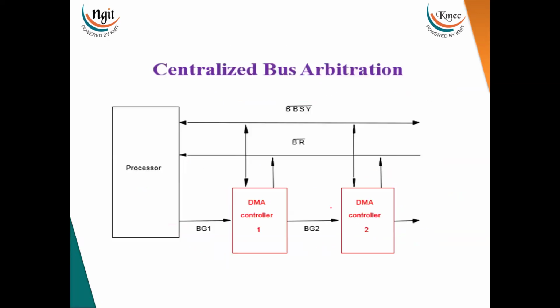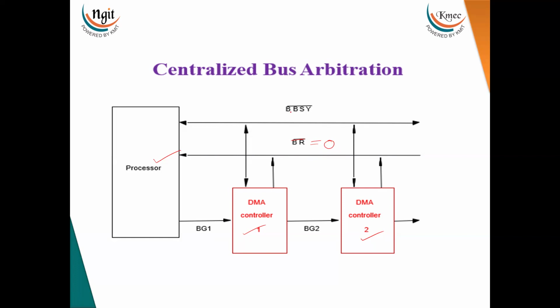Okay, now we will analyze the centralized bus arbitration. If you see, this is the diagram. Here the processor is there, and DMA1 and DMA2, both devices are connected. This is the bus request line. Whichever device needs the bus will send the request signal on this line. On the top, a bar is mentioned, which means it is an active low line. So whenever the DMA controller keeps a 0, it is activating the bus. If the bar is not there, then it is supposed to keep a 1 to activate the line.